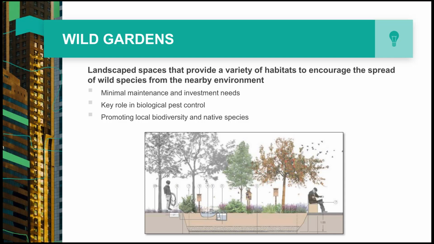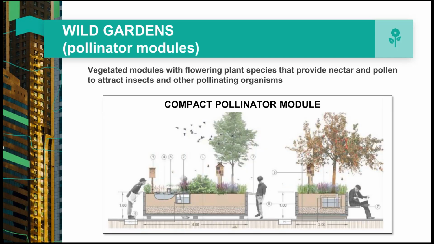In addition, wild gardens play a relevant role in the control of biological pests, while promoting local biodiversity and the planting of native species. A common solution within wild gardens is pollinator modules. These are modules vegetated with flowering plant species that provide nectar and pollen to attract insects and other pollinating organisms. These modules can be installed in walls, green roofs, or in gardens, either on the ground or in compact structures like the one shown in this slide.